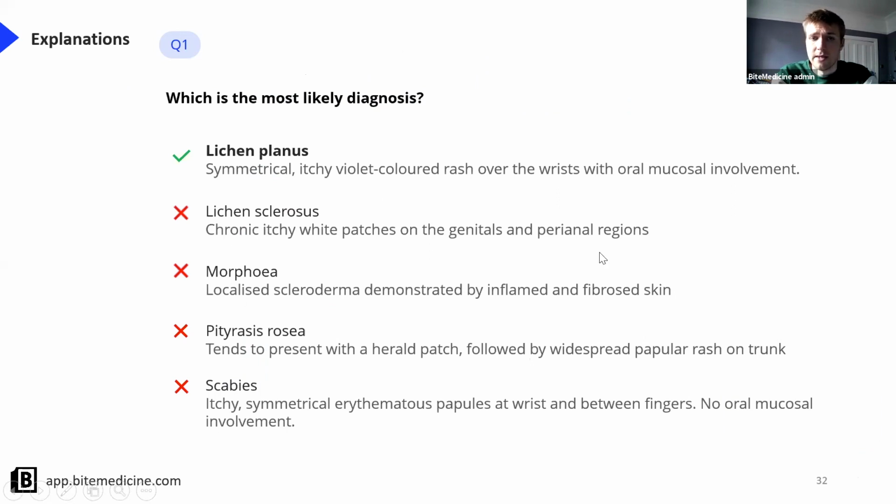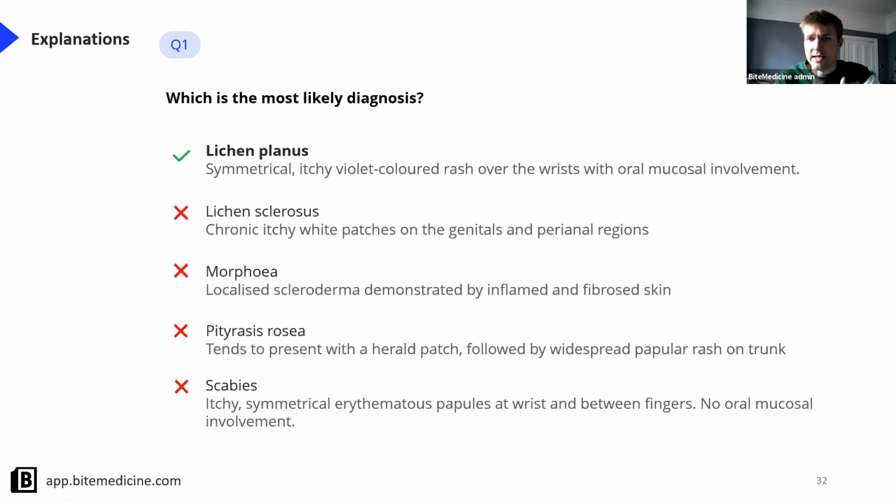Lichen sclerosis tends to be in very elderly patients. You get these itchy white patches on the genitals and also perianal regions. Can be a precursor that predisposes you to squamous cell carcinomas as well in those areas. Morphea, otherwise known as localized scleroderma, you get inflamed, fibrosed skin on the thighs. Pityriasis rosea, we've already covered, and scabies. Yes, you do get itchy, symmetrical erythematous papules at the wrists. You also get them between the fingers, and it would be very unusual to get oral mucosal involvement.